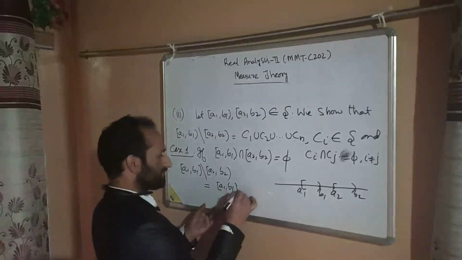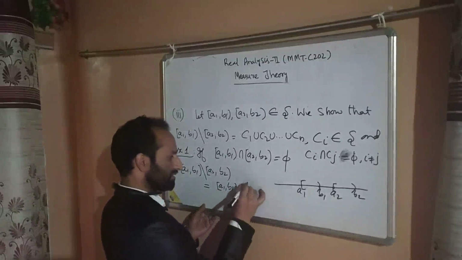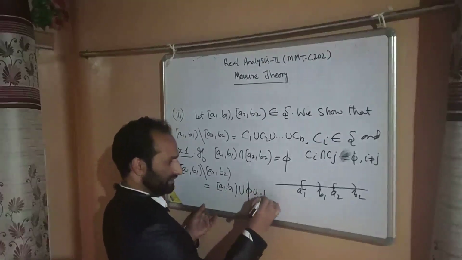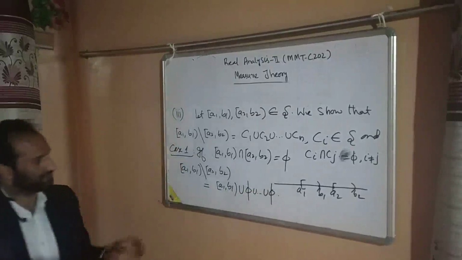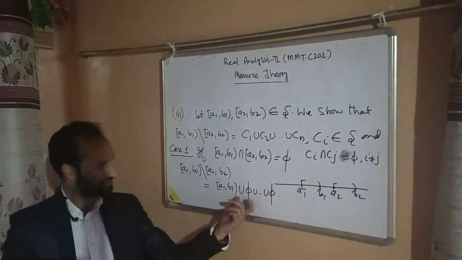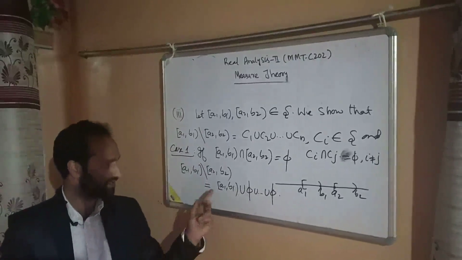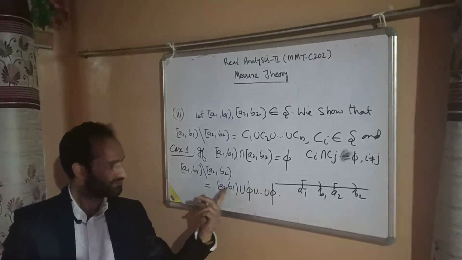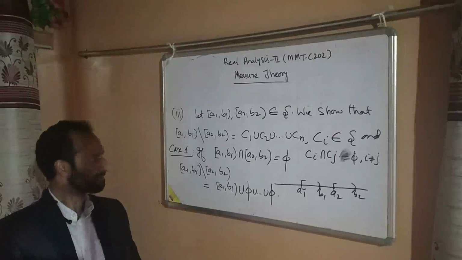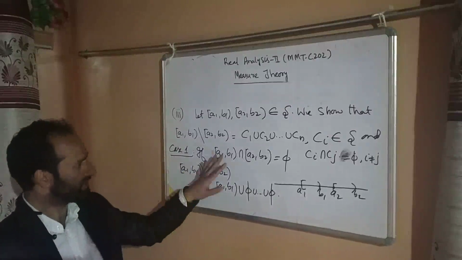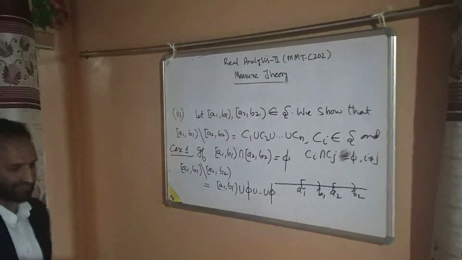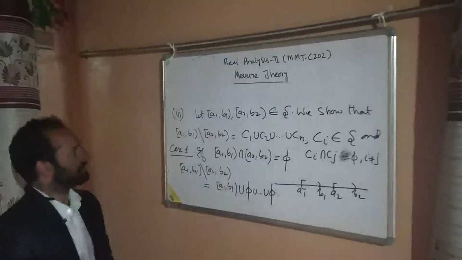And it's clearly a finite disjoint union of members of S because we can insert phi here, or one member is enough. So this set difference is equal to the finite disjoint union of members of S because they are all members of S. A1 B1 is a member of S, phi is a member of S, and they are also pairwise disjoint. So in this case, it's done. Now we discuss the second case.